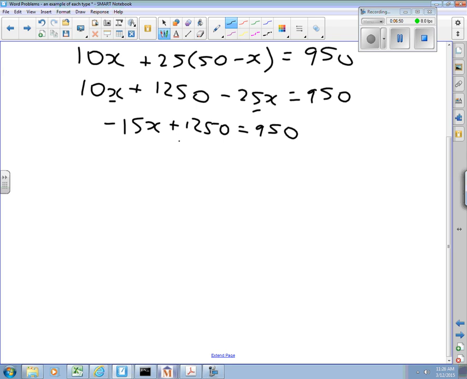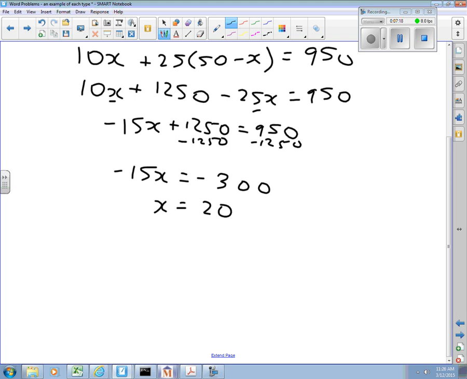I'm going to minus 1250 from both sides. And what kind of a number will I get on the right-hand side? Oh, it'll end up negative. So what is 950 minus 1250? Well, let's see. 50 minus 50 is 0, 0. 12 minus 9 is a 3. So I have negative 300. And how many 15s go into 300? 200? How about 20? So here we go.